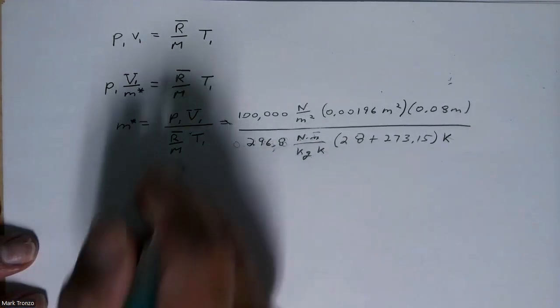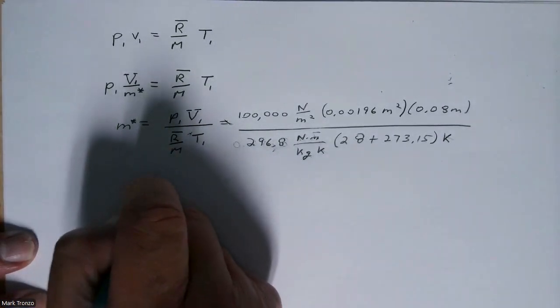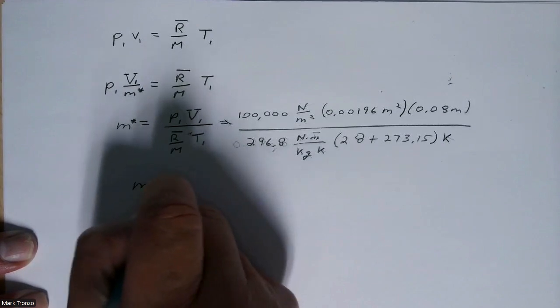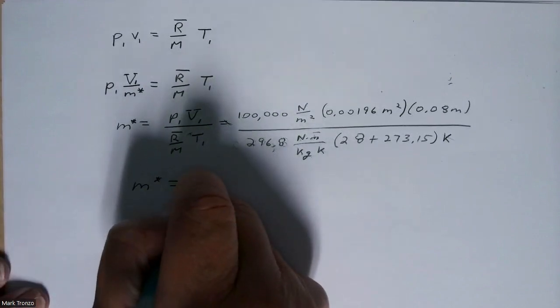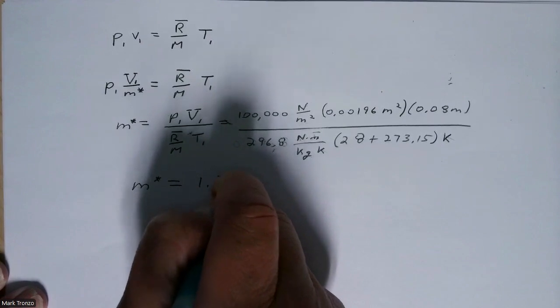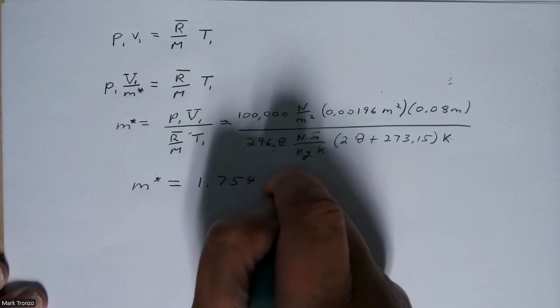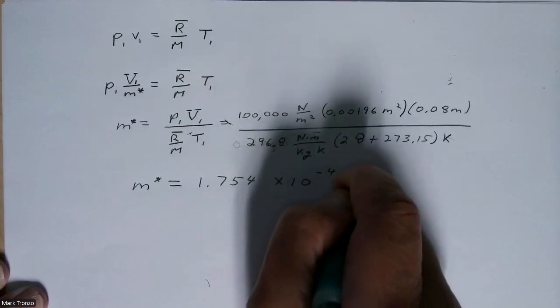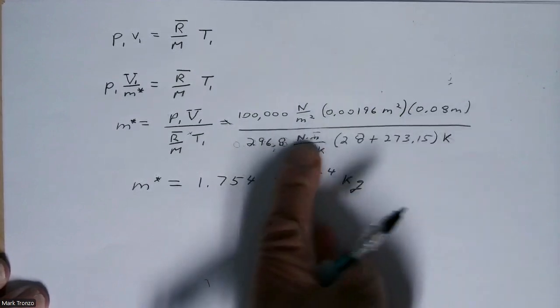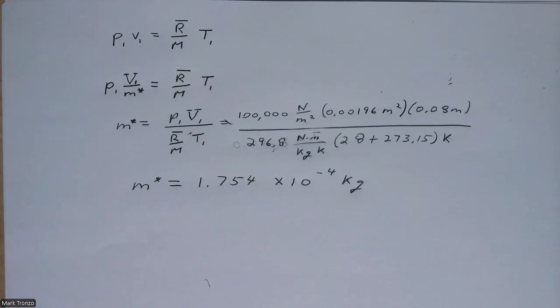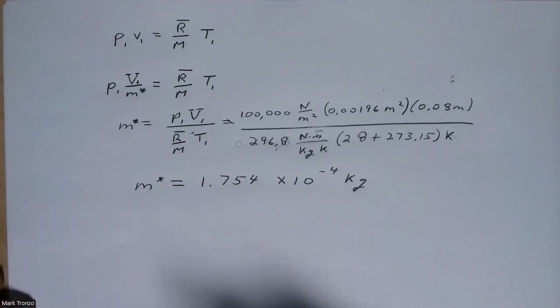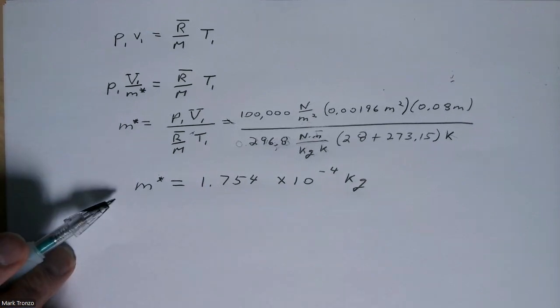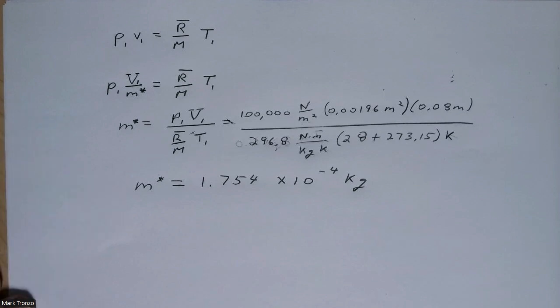And when I calculate this big mess out here, I end up with a mass of 1.754 times 10 to the minus fourth. And like I said, we determined that this all reduced to kilograms, which of course is what we would expect for mass. So we use the initial condition to find the mass. Now again, we want to use the ideal gas law.